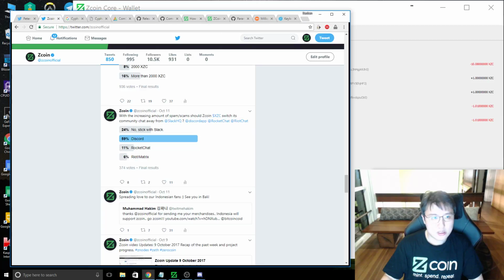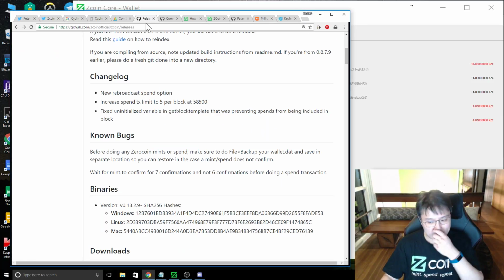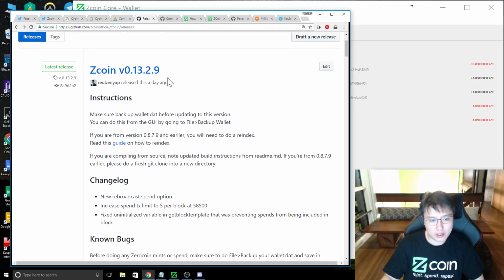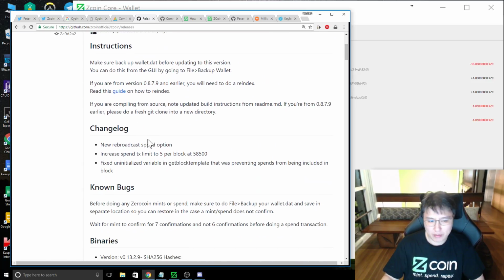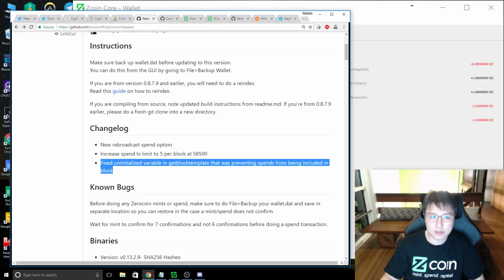Okay, so now what has happened on development updates? We did a minor release about a day ago. It's mostly bug fixes, where we increased the spend transaction limit to 5. It's currently at 1. Due to security reasons, we'll probably increase this later when we're very sure our Zcoin code is top notch. We also found a bug where certain spends were taking a long time to be included in the block, so it stayed unconfirmed for many hours.